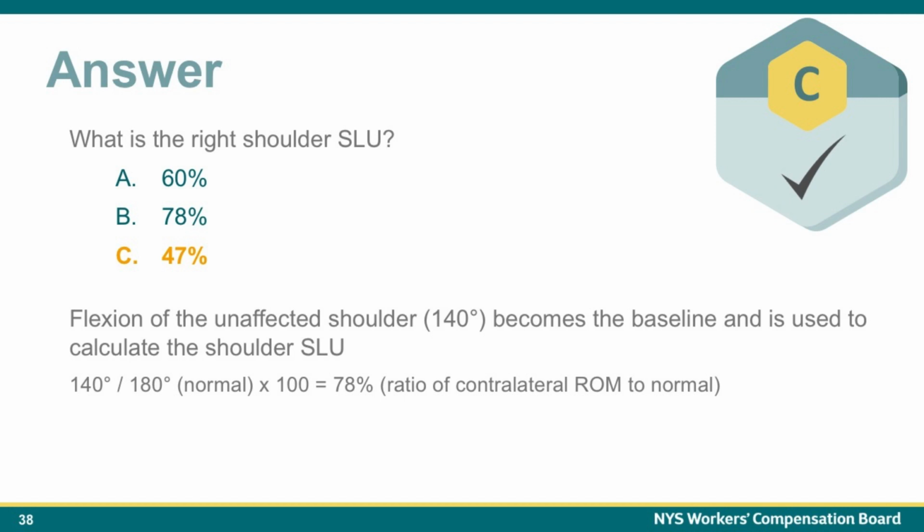The answer is C, 47%. Let's look at why. Flexion of the unaffected shoulder at 140 degrees becomes the baseline and is used to calculate the SLU for the injured shoulder. To obtain the percentage SLU, first determine the ratio of the range of motion of the unaffected shoulder compared to the normal range of motion from the guidelines table. The unaffected contralateral ROM of 140 degrees becomes the numerator in the ratio, while the normal ROM of 180 degrees from the guidelines table becomes the denominator. 140 degrees over 180 degrees equals 78%.